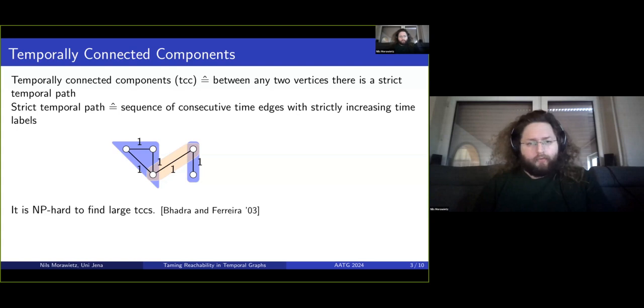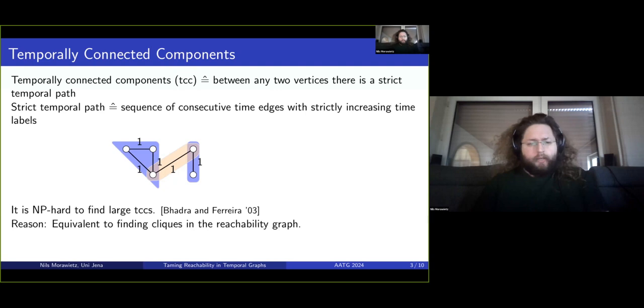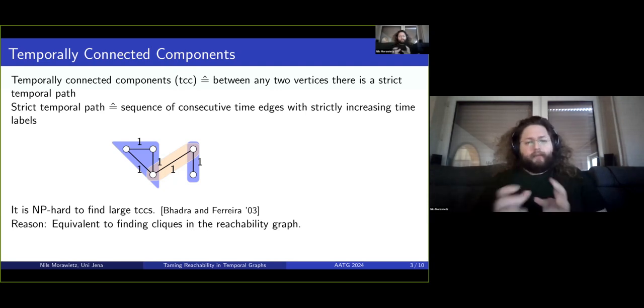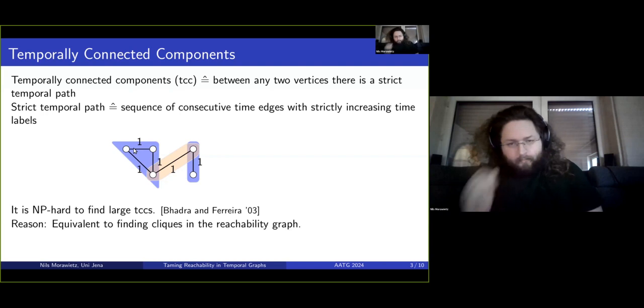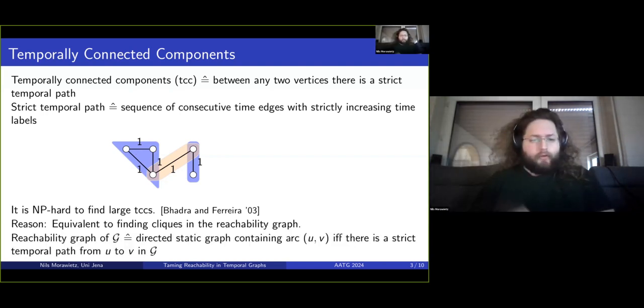And why is this different? Well, it is known that finding a large temporally connected component in a temporal graph is NP-hard. And why is this? Because essentially finding a temporally connected component is equivalent to finding a clique in the reachability graph of the temporal graph. What is the reachability graph of a temporal graph? This is just a static, directed auxiliary graph having arcs from vertex u to v if and only if vertex u can reach vertex v by a strict temporal path.